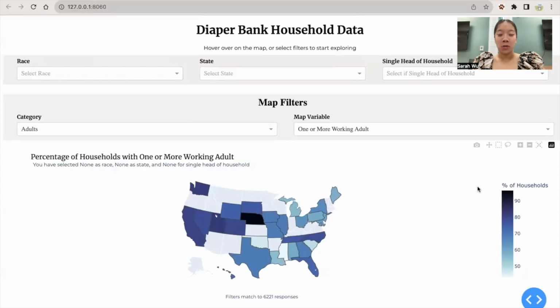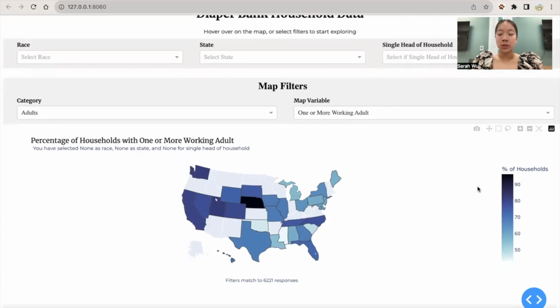So now I'll be going over our dashboard, which we hope to integrate into the National Diaper Bank's website. At the top, we have 3 optional filters for race, state, and single head of household, which are variables that a diaper bank is interested in. Below that is our first section, which is our choropleth, which shows statistics by state. We have 2 additional dropdowns for category and math variable.